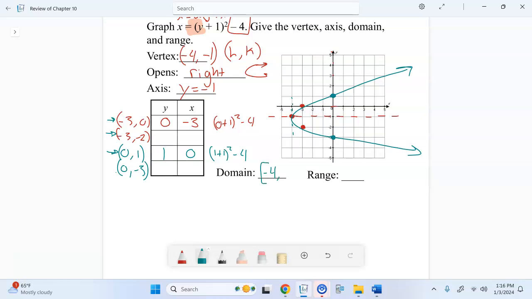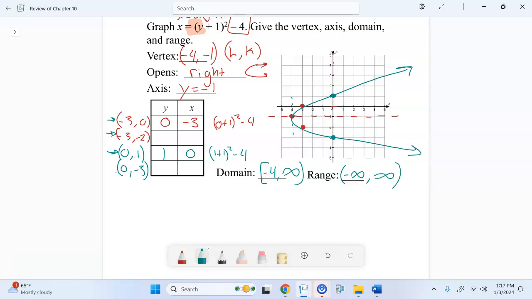Now, what's the highest x value? It's forever. It never stops. So it starts at negative 4 and goes towards infinity. Domain is x values. What is range? Y values. What's the lowest possible y value? Negative infinity. That line keeps going down. What's the other end? Positive infinity, because it keeps going up.